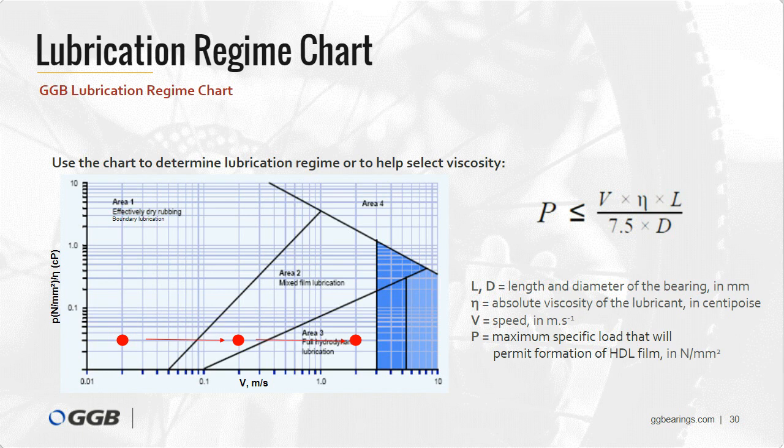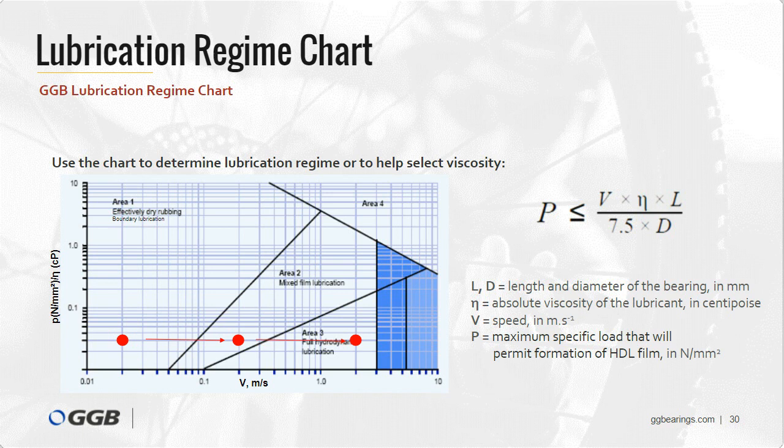So in area 1, the bearing will operate in boundary lubrication, and PV, pressure times velocity, will be the major determinant in bearing life. In area 2, the bearing will operate with mixed film lubrication, and PV is no longer a significant parameter in determining bearing life. Bearing performance will depend on the nature of the fluid and the actual service conditions. In area 3, the bearing will operate with hydrodynamic lubrication. Bearing wear will be determined only by the cleanliness of the lubricant and by the frequency of startup and shutdown periods.